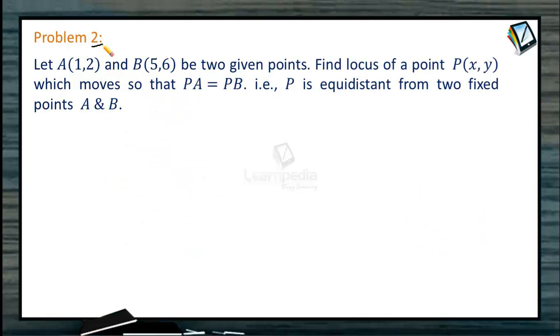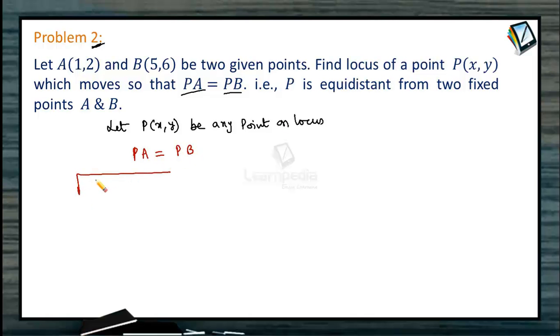Problem number 2. Let A and B be two given fixed points. The locus of point P which moves so that PA is equal to PB. We have seen that this is going to be a straight line which is the perpendicular bisector of AB. So as usual, to represent the locus in the form of an algebraic equation, we start with assigning general coordinates x, y to the moving point. That is, let P(x, y) be any point on the locus. The geometric condition we have is PA is equal to PB, or root of (x minus 1) square plus (y minus 2) square is equal to root of (x minus 5) square plus (y minus 6) square.